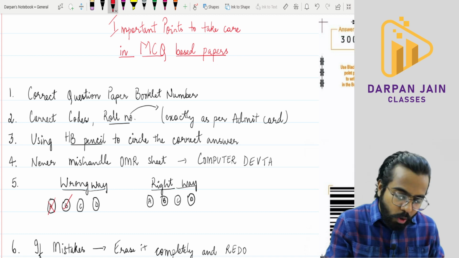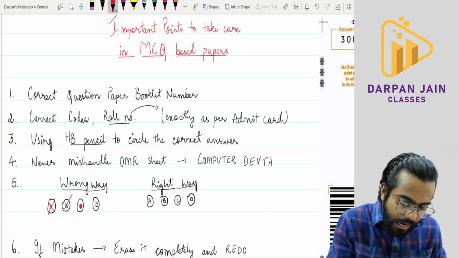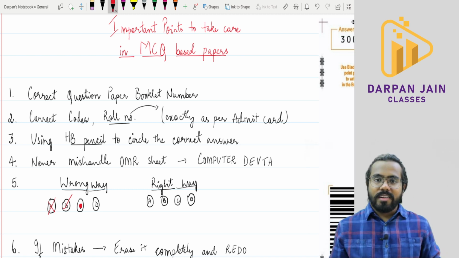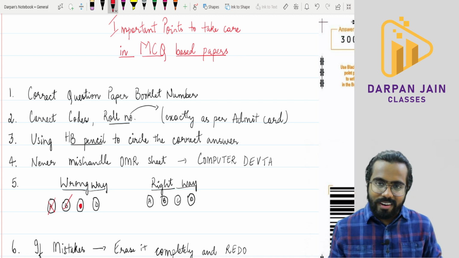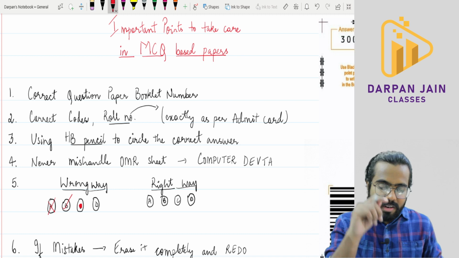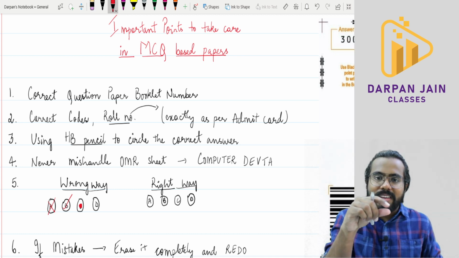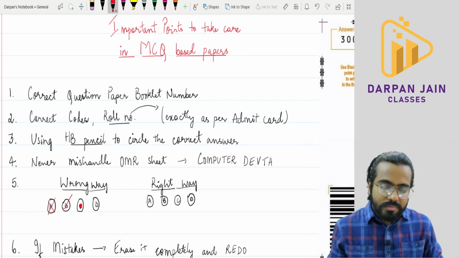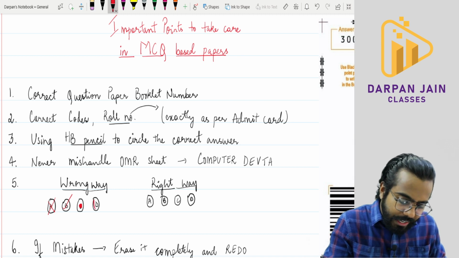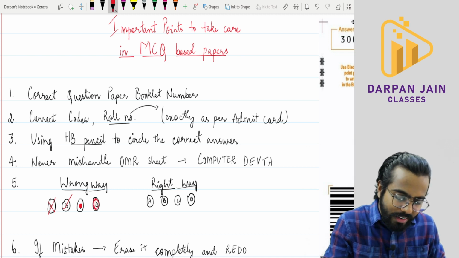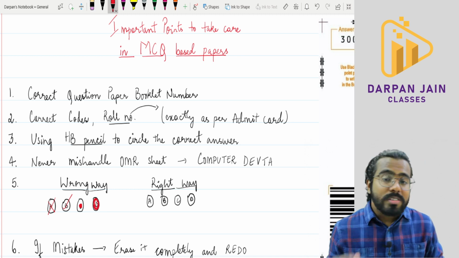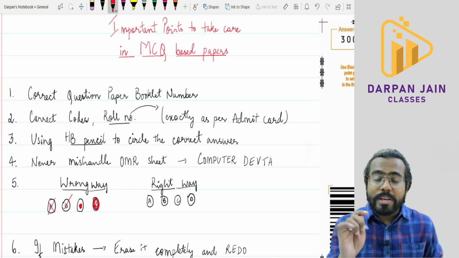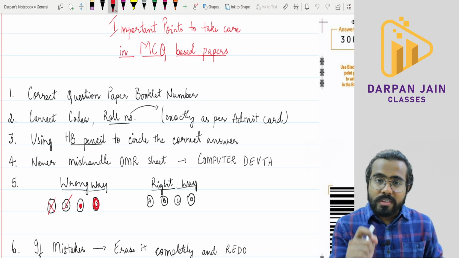Or see the C option now. What am I doing? I'm just circling half of it. I've not circled the entire circle. I've shaded the circle, but I have shaded it in only one part. That's also a wrong way. Or let's say I'm shading, but I'm leaving a portion in between. I'm shading just the outer portion, like what I'm doing now on D. Can this be also right? No, this is also wrong. These are all wrong ways of doing it. If you do like this, the computer will not process your answers.